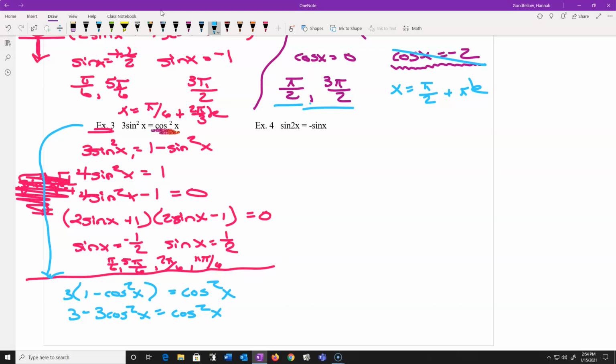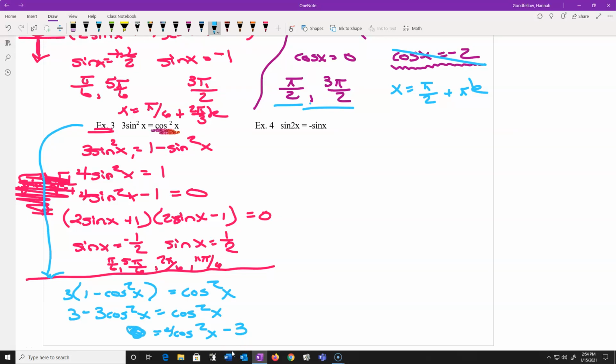I'm going to add it to the other side. Just makes more sense to me because it's a 4. So 4 cosine squared x is equal to 3. You could move the 3 over here by subtraction and set it equal to 0.